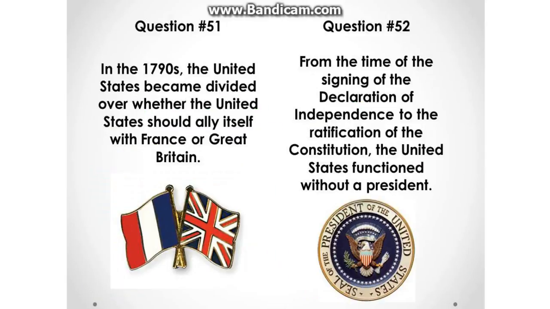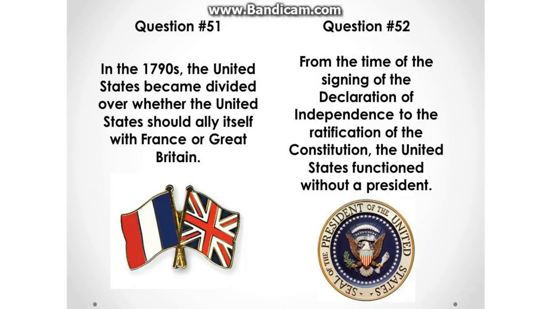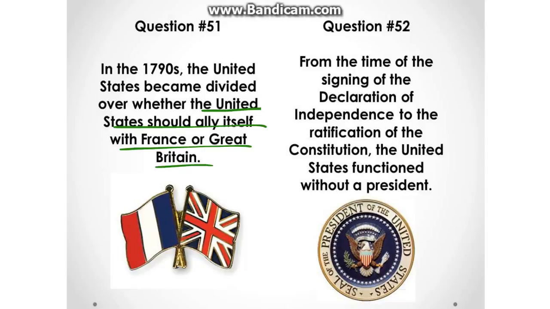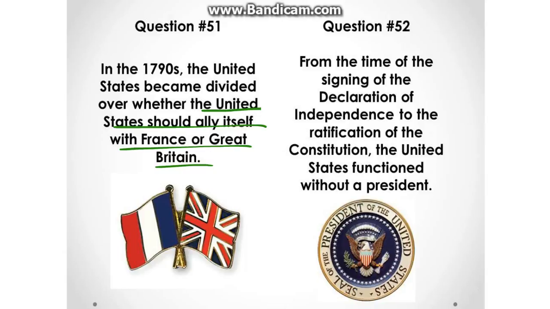Question number 51. Over which of the following issues did the nation become divided in the 1790s? In the 1790s, the United States became divided over whether the United States should ally itself with France or Great Britain. That was an issue that George Washington and John Adams and Thomas Jefferson had to deal with.